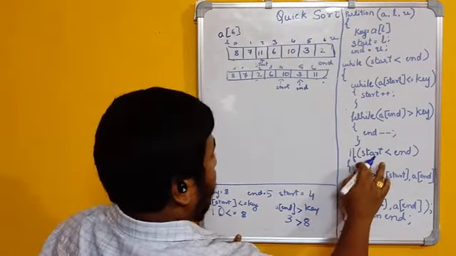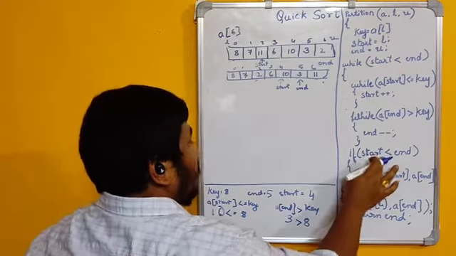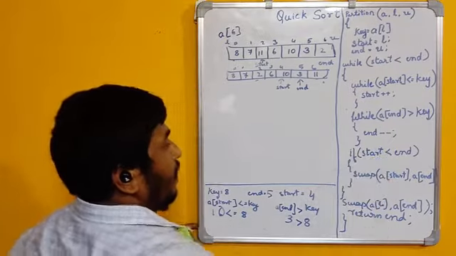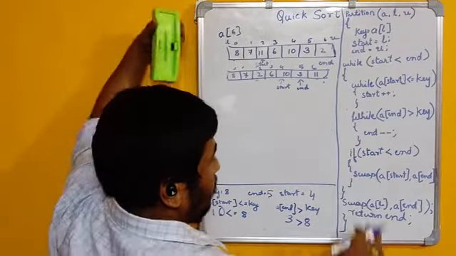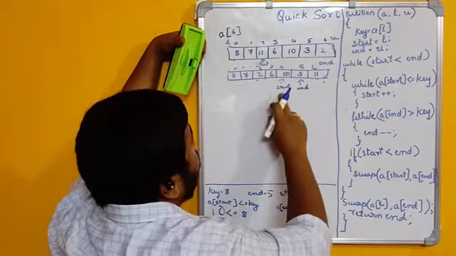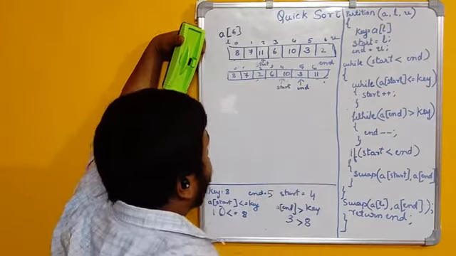So now our start is 4, end is 5. So this condition is checked. Now this condition is true because start is 4, end is 5. So start is less than end. So this condition will be executed. What is that? Swap A of start and A of end. A of start is 10 and A of end is 3. So both should be swapped.